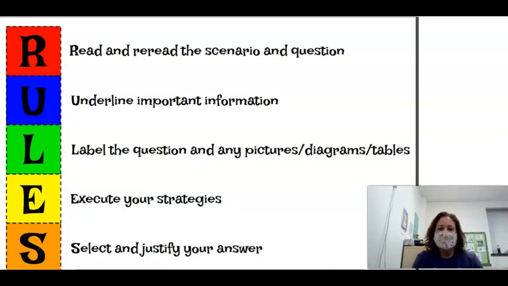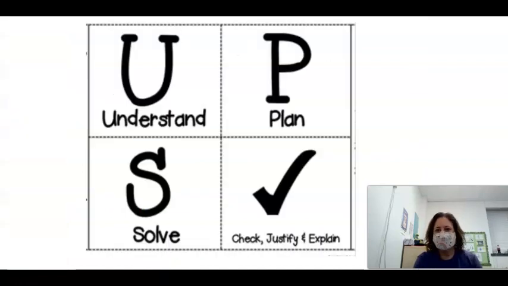Okay? So we always use the UPS check method. Let's go over that real quick. Okay, so remember, U is for understand. What do you know? P, make your plan of how you're going to solve it. Then S is for solving it, and check is where you explain why your answer is correct. You check your work, etc.